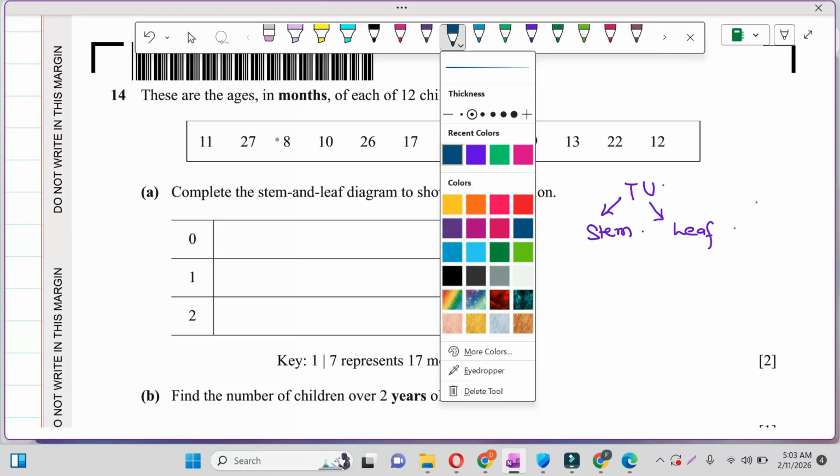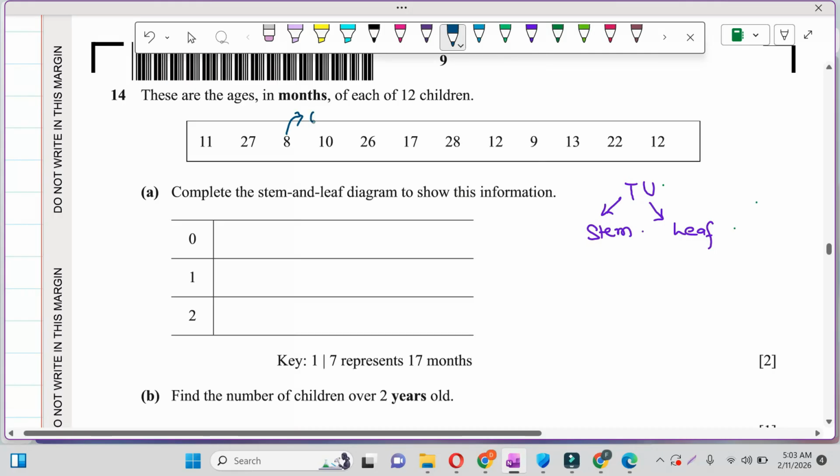For example, if we have 8, it means we have 0 and 8, where 0 is the stem and 8 is the leaf. Similarly, in 26, 6 is the unit place, which is the leaf, and 2 is the 10s place, which is the stem. So we can say that 0, 1, 2, 3 are the stems. In 0, we will have the single digit numbers, which are 8 and 9.